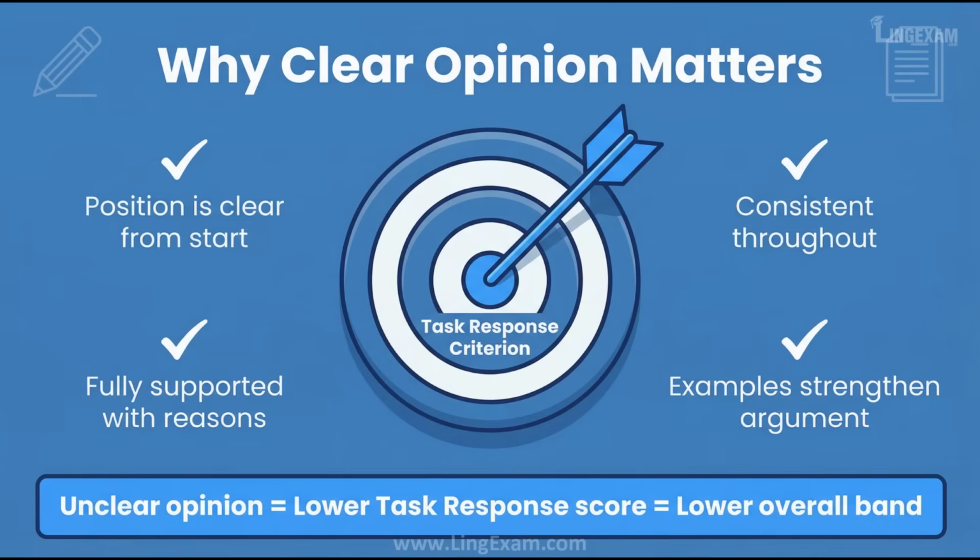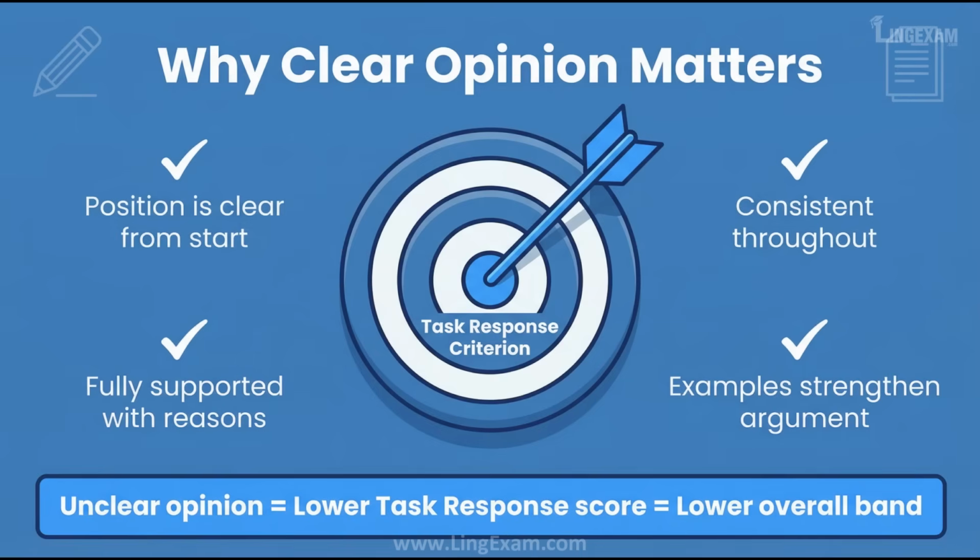One of the 4 criteria that examiners use to score your essay is called task response. This criterion looks at how well you've answered the question and whether your position is clear throughout the entire essay.